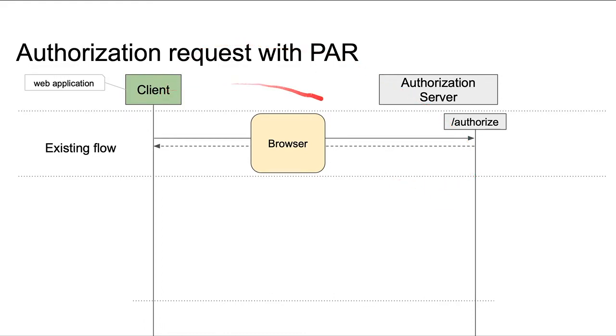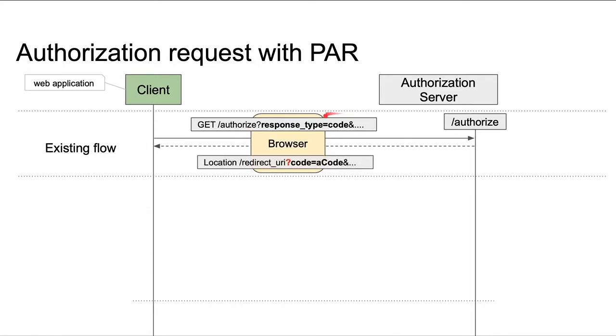As usual, we have a client, we have an authorization server with an authorization endpoint, and a browser. To explain how it works with PAR, let's have a look at how the existing flow would look. A client would usually send a redirect URI using GET to the authorize endpoint through the browser, and it would include the default parameters like response type, scope, client ID, and other parameters. The authorization endpoint would receive this request and validate it, and after the user got authenticated and the user granted this request, the authorization server will return an authorization code, in this example, to your redirect URI.